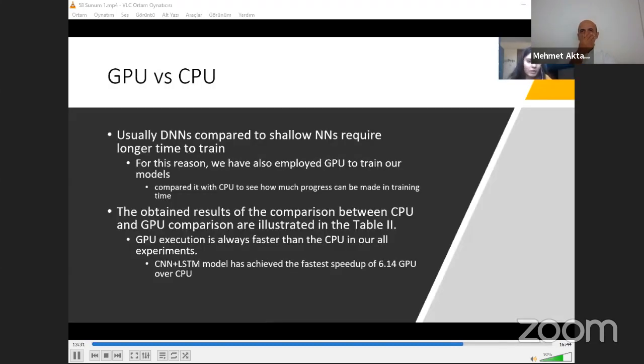Another aspect of our research is the usage of GPU and CPU. Usually deep neural networks, compared to shallow neural networks, require longer time to train. For this reason, we also employed a GPU to train our models, compared with a CPU, to see how much progress can be made in training time. From our results, we found that GPU execution is always faster than the CPU in all our experiments on the four different models. The hybrid CNN and LSTM model achieved the fastest speedup of 6.14 times, GPU over CPU.